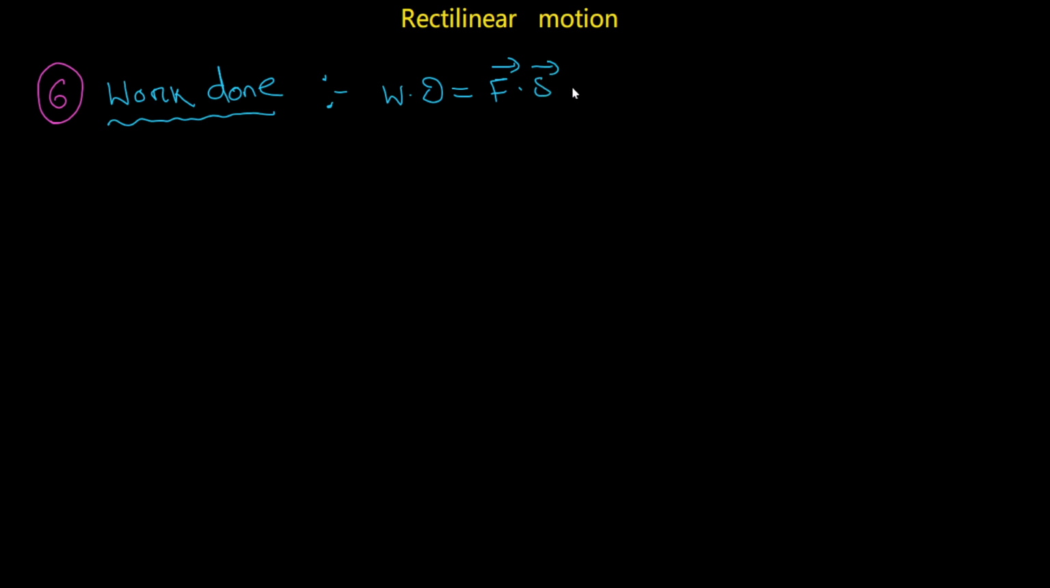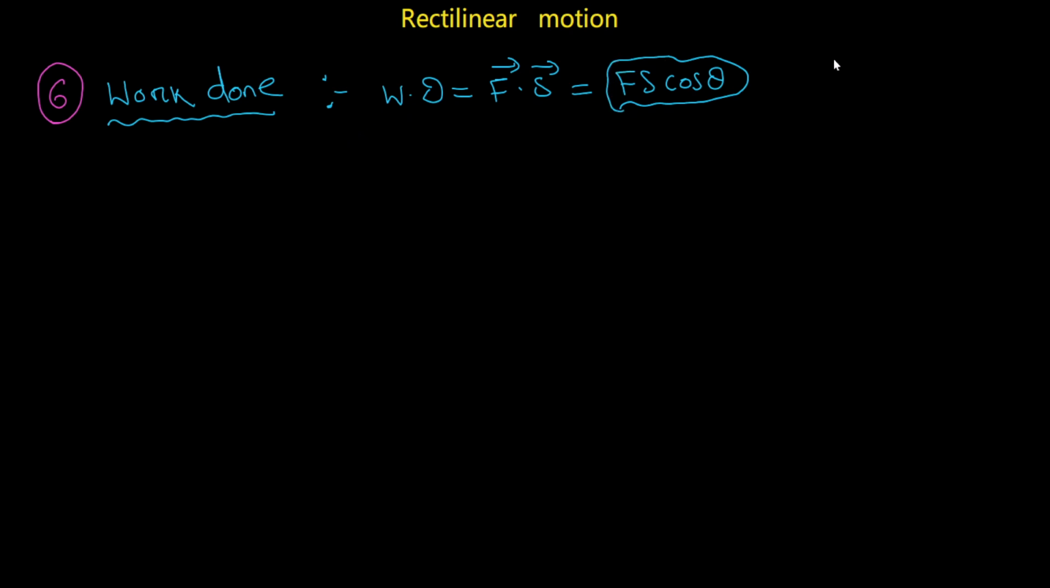Let's go into the sixth one, that is nothing but the work done. So what is work done? If I write the definition, the work done is the dot product of the force vector and the displacement vector, F·s. I can write F s cos theta. Dot product is nothing but F s cos theta.